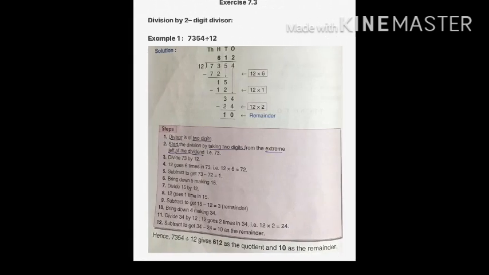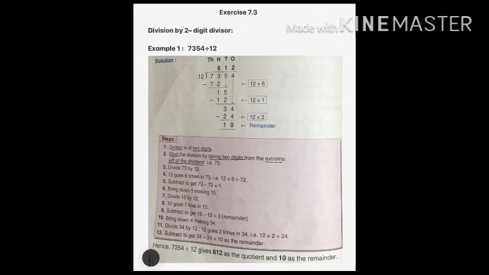Now pay attention to division by a two digit divisor. Again, we'll begin with the same rule. First, when it is a two digit divisor, we have to focus on two digits. If these two digits are smaller, then we will look at 3 digits. Now these 2 digits are bigger than 12, so I'll go with this 73. So first check 73 in the table of 12.